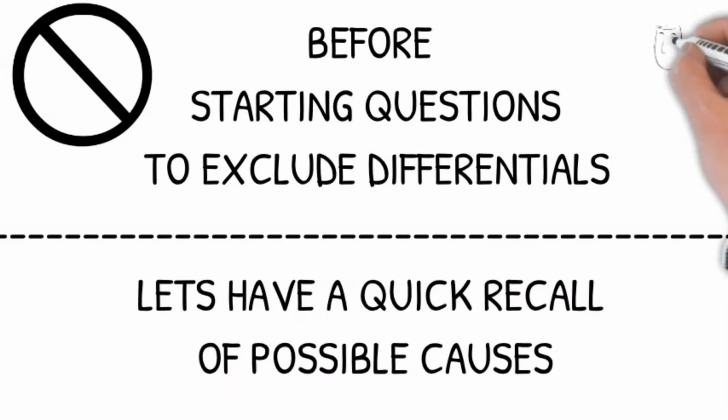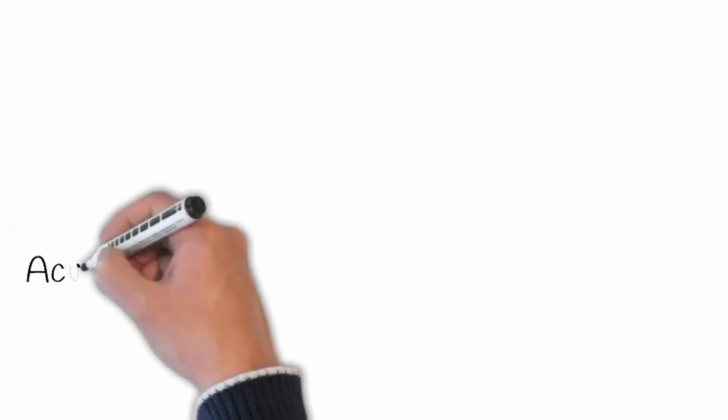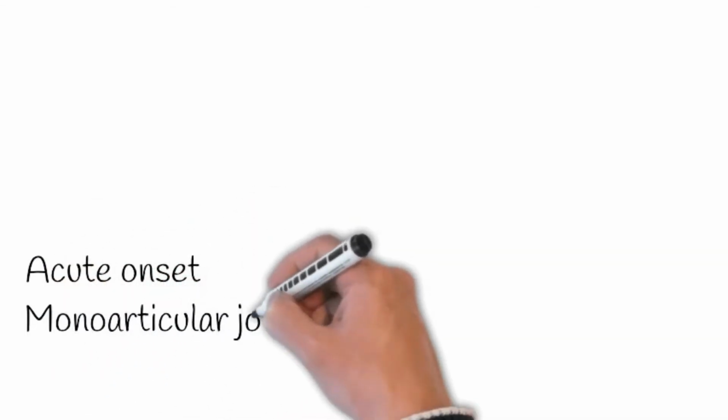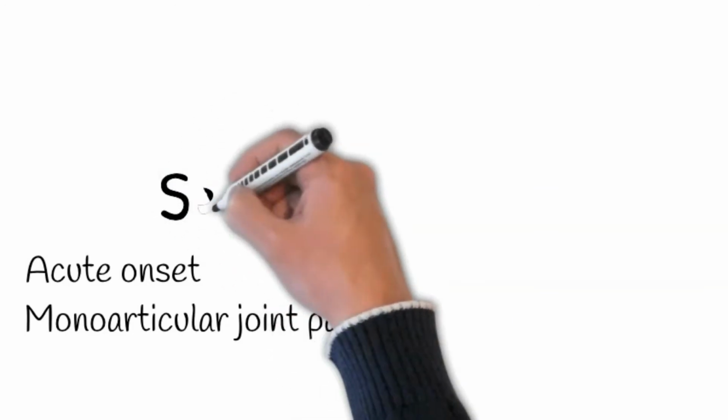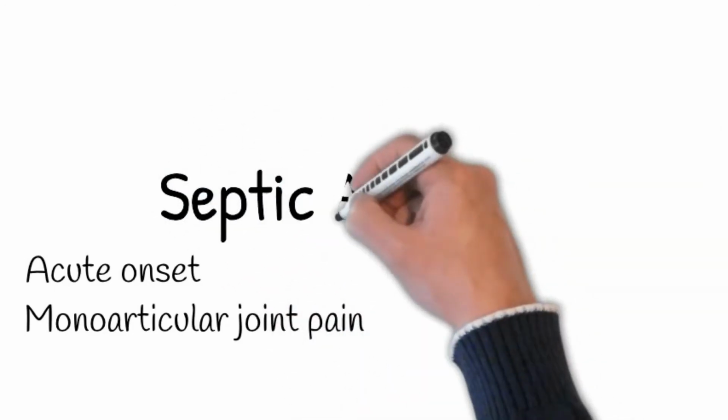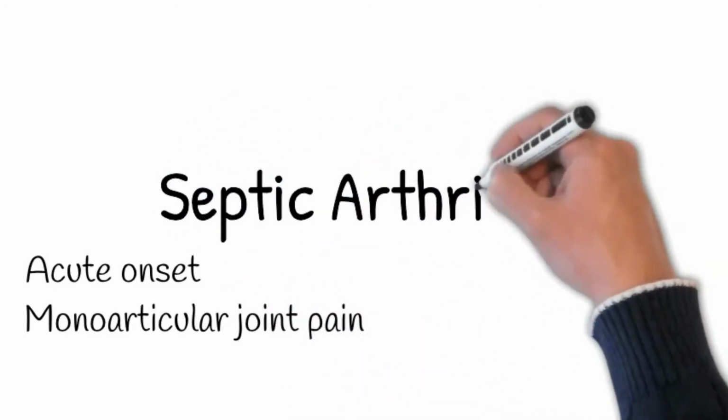Anything else? Before the start of questioning about specific diseases that might result in joint pain, let's have a quick look at the possible differentials. Septic arthritis presents with acute onset and mono-articular joint pain. The presence of constitutional symptoms such as fever, weight loss, and malaise will support the diagnosis.